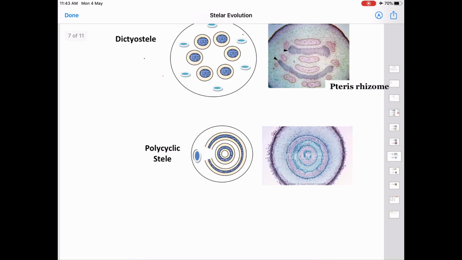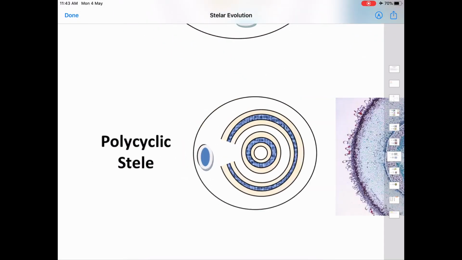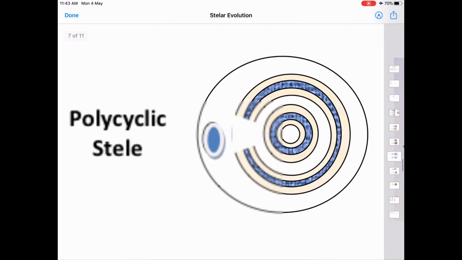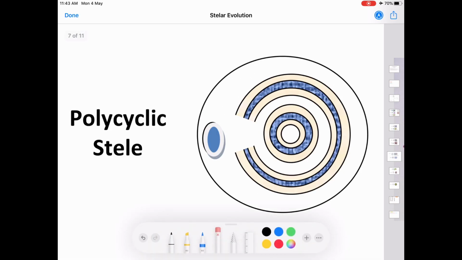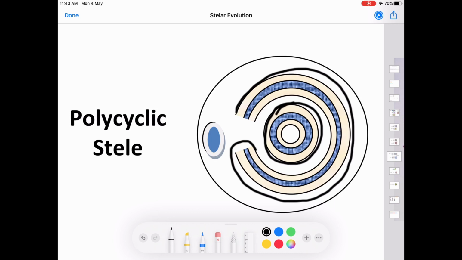Then, the fifth type of stele, the polycyclic stele. In the case of polycyclic stele, numerous vascular cylinders are arranged in a cyclic manner. This is a vascular cylinder arranged in the center, and this one is the second cylinder surrounding the first cylinder. This type of arrangement is known as polycyclic stele.